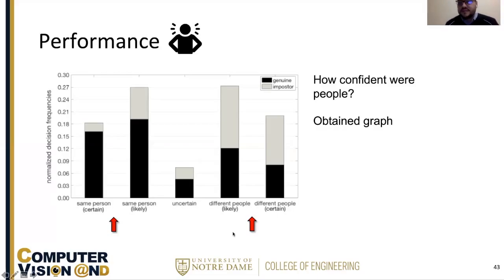It shows that for these cases, especially in different people certain, people were sure in many cases that they were seeing different irises, but actually those were genuine pairs. It happened mostly for the irises with differences in pupil dilation. So they are really hard for people.